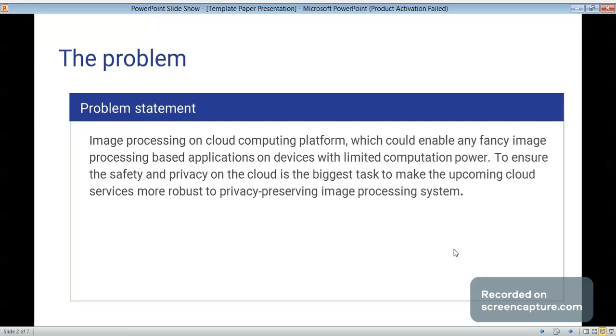So this is our challenge: how can we process all the image processing tasks of the server with a better privacy preserving system. So we will discuss this in the coming slides. What are the techniques? What are the challenges? How can we counter them? How can we have better robustness in our existing image processing system?